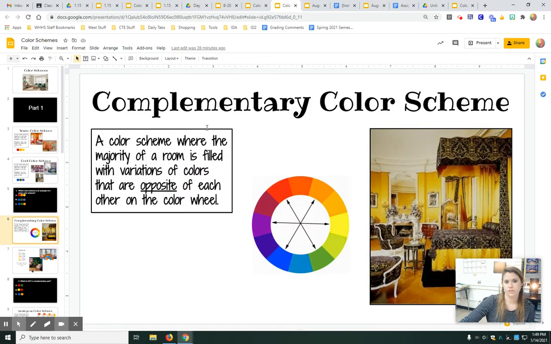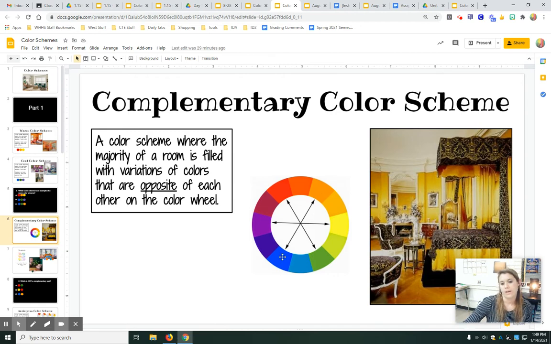A complementary color scheme is a color scheme where the majority of a room is filled with variations of colors that are opposite of each other on the color wheel. So we've learned what the color wheel looks like, and if you can draw a perfect one where it's evenly spaced, you could draw a line straight across the middle of it, and that would tell you what colors are complementary colors. They point to each other. They're directly across from each other. They're called complementary colors because they complement each other. They make each other look their best.